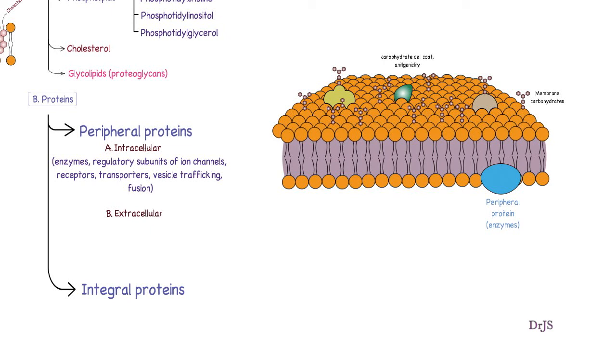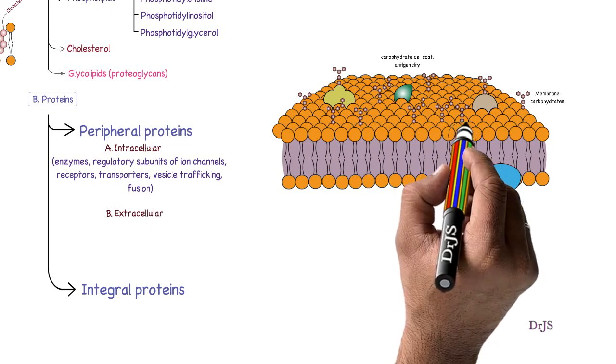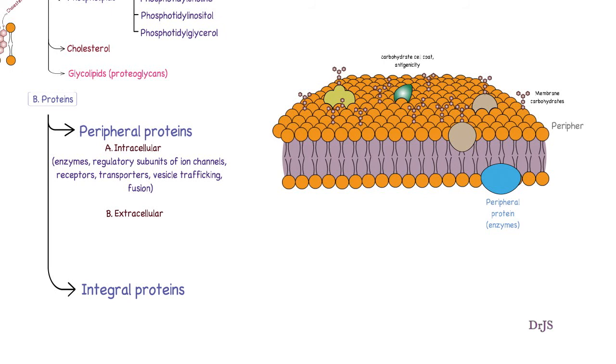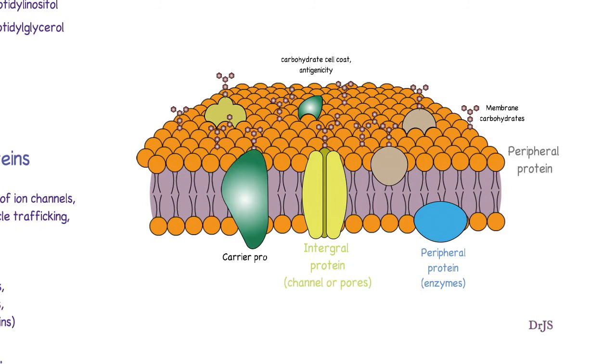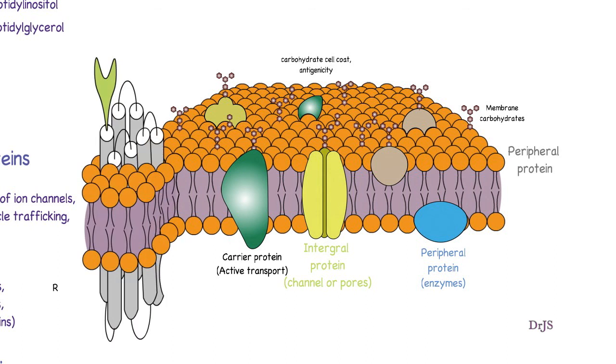The extracellular proteins are located on the extracellular surface, and include enzymes, antigens and adhesion molecules. Some are anchored with the glycosylphosphatidylinositol. The integral membrane proteins penetrate the lipid core. These are ion channels or pores, transporter or carrier proteins, and receptors.